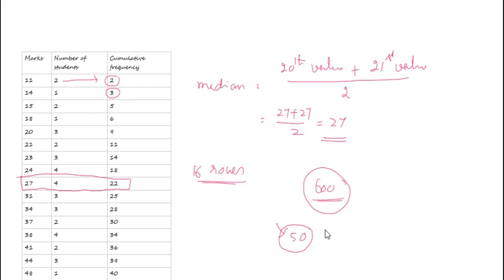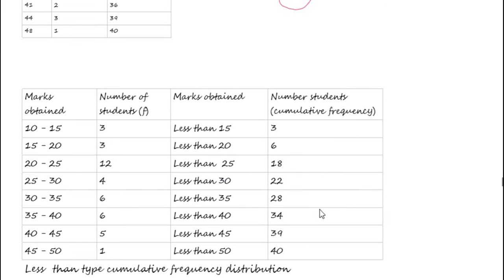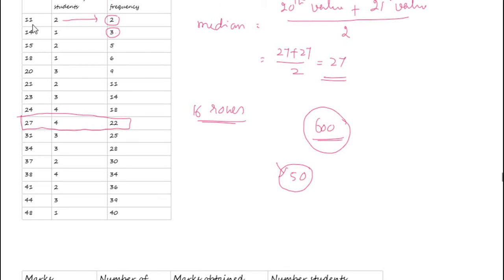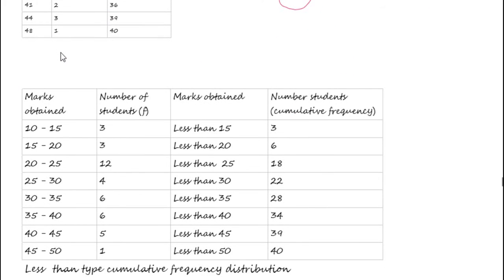Now let us try to group this data. This is a table I have already populated by grouping the data. Here we have 11 marks 2 people got, 14 marks 1 person, 15 2 people. I created a group with the group interval of 5. The minimum mark that a person has got is 11, so I created a group or class which is 10 to 15. So all the people who have got less than 15 marks I have grouped here.